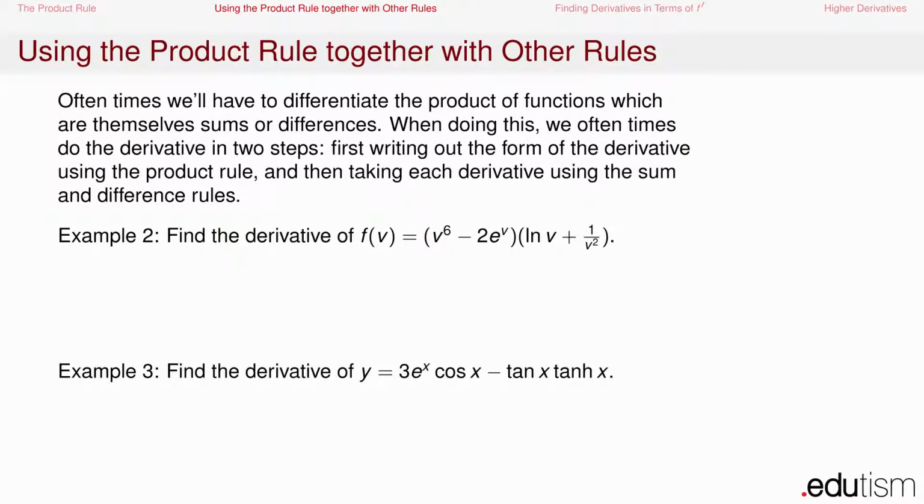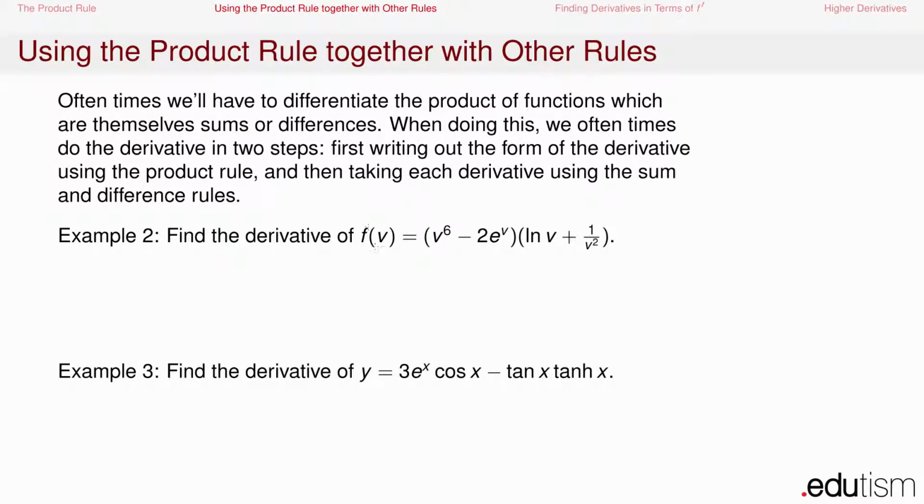Oftentimes, we'll have to differentiate the product of functions which are themselves sums or differences. We'll have to put the product rule together with the sum or difference rules. When doing this, we oftentimes do the derivative in two steps. First, we write out the form of the derivative using the product rule, and then we look into each piece and take the derivative of each piece using the sum and difference rules.